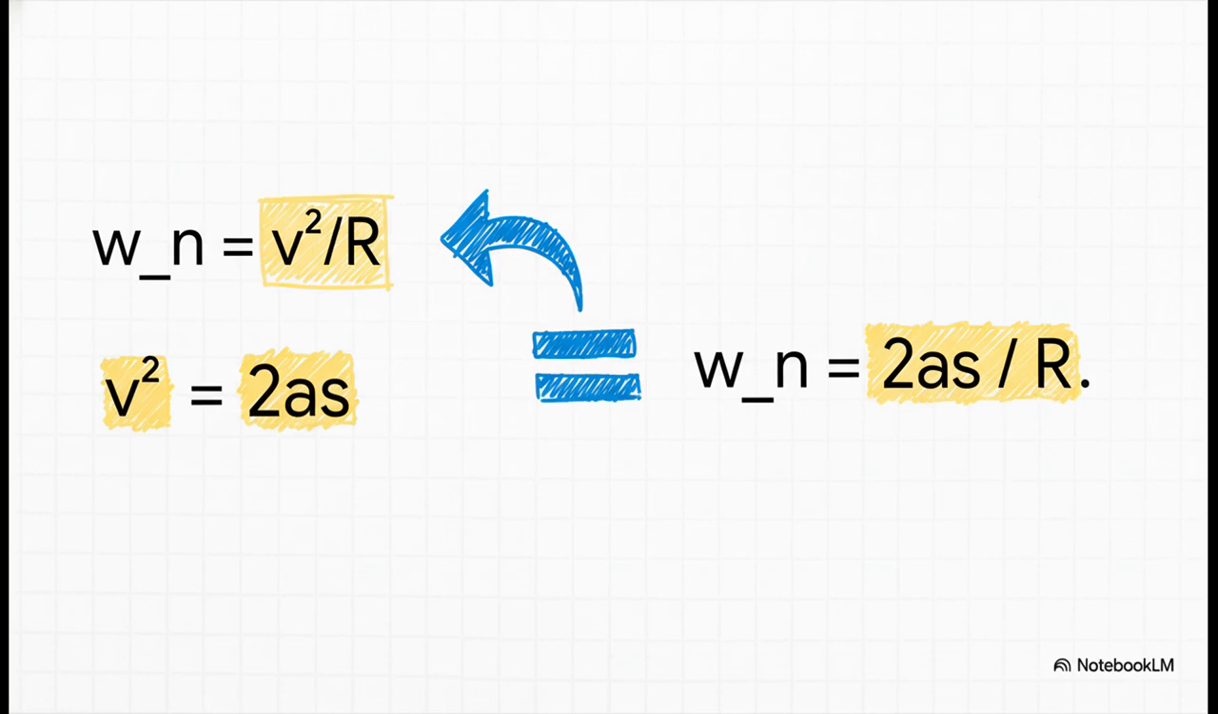All right, now it's time to combine things. We start with our main formula. Normal acceleration is v squared over r. But wait, we just found a new way to write v squared. It's 2as. So let's swap that in. Now our formula looks like normal acceleration equals 2as divided by r. Okay, we got rid of v, but we still have that annoying r that we don't know.